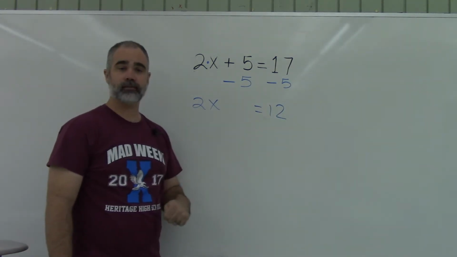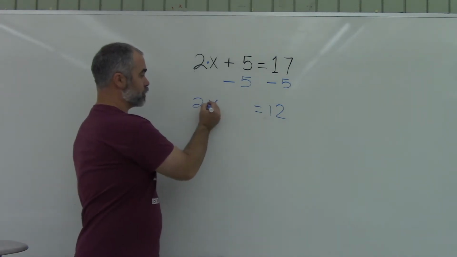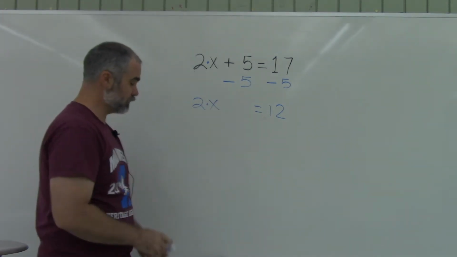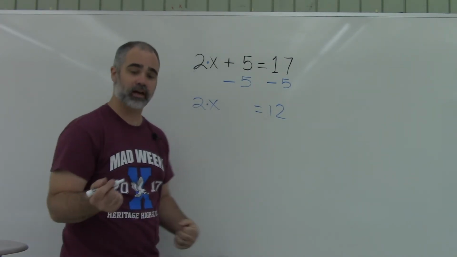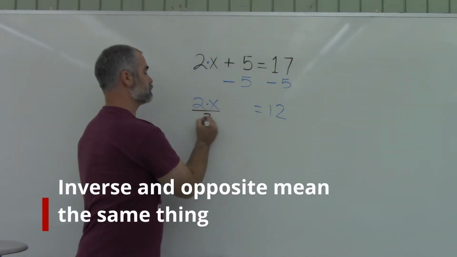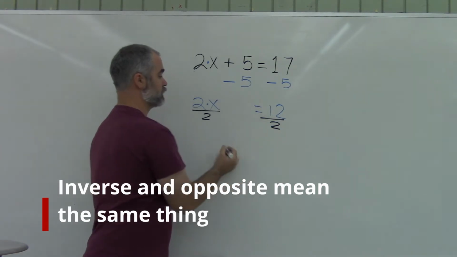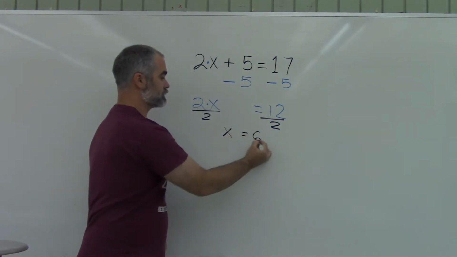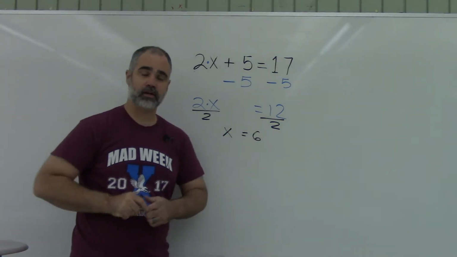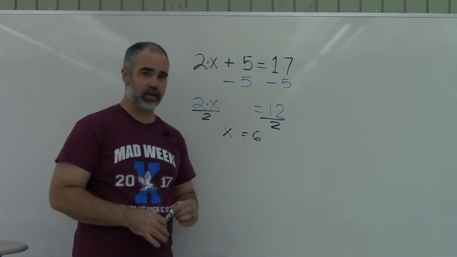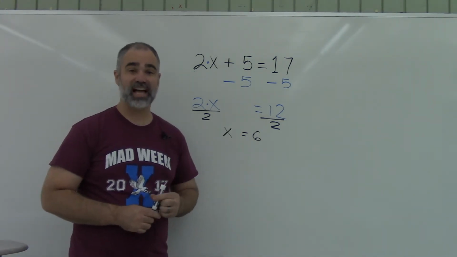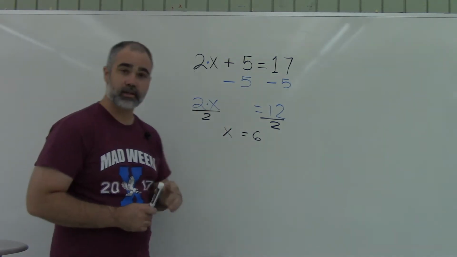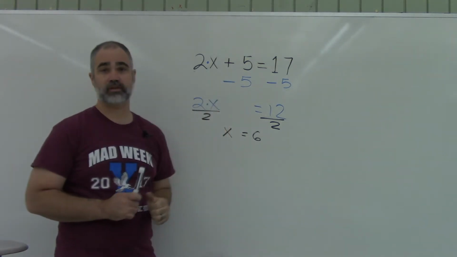I start over again. This is multiplication. The opposite of multiplication, or the inverse, if your teacher likes that word better, is dividing by 2. So I'm left with x equals 6. Same answer. Which way did you think was easier? I think the second way is a lot easier. I started with the addition and then went through the multiplication.